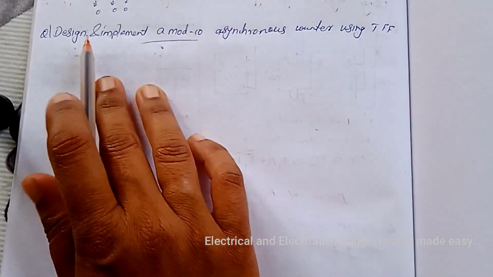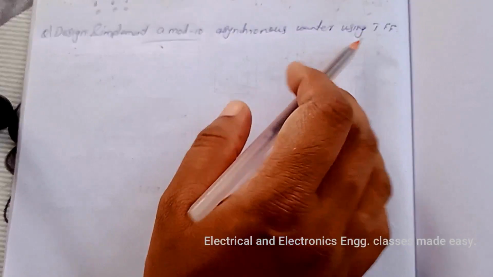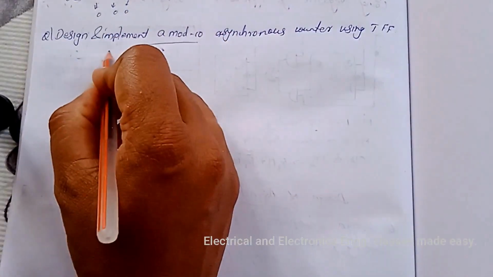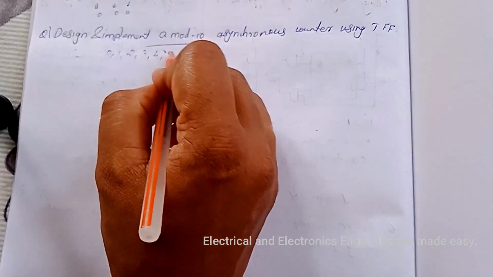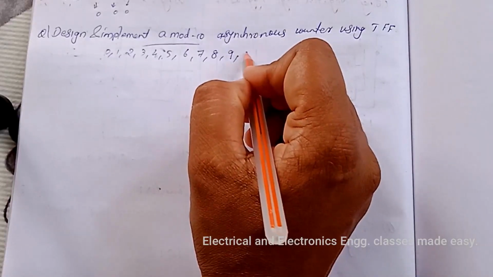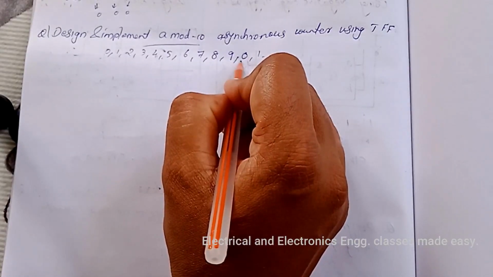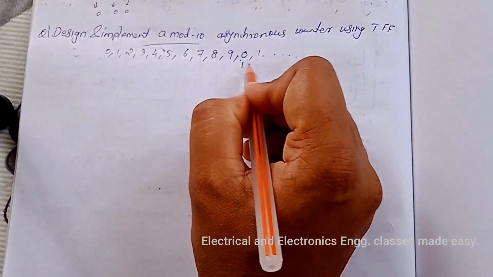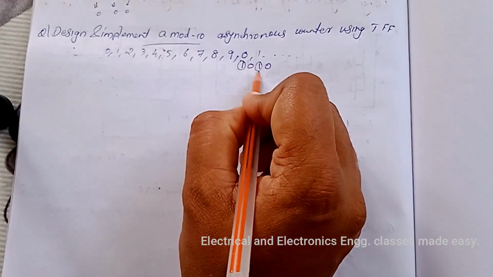Let us go for another example. Design and implement a Mod 10 asynchronous counter using T flip-flop. So this is a Mod 10 asynchronous counter. Here the counting is like 0, 1, 2, 3, 4, 5, 6, 7, 8, 9, then again 0, 1, etc. So when the 10th clock pulse is applied, we have to reset the value. That is 10 is 1010. So we have to reset both these values.